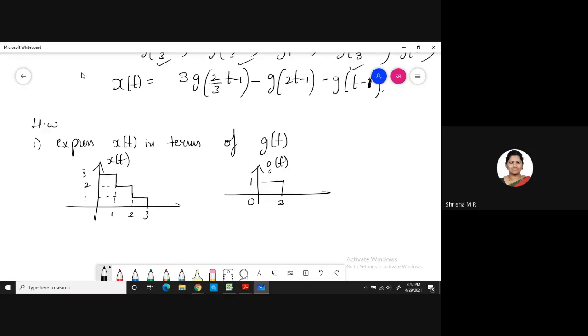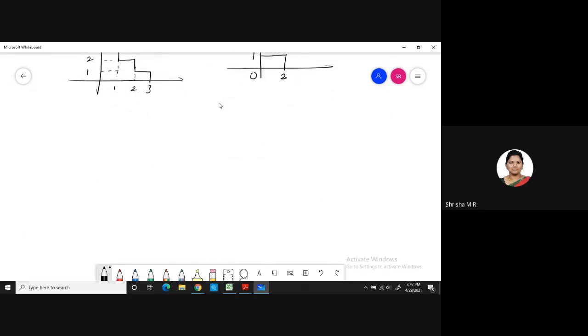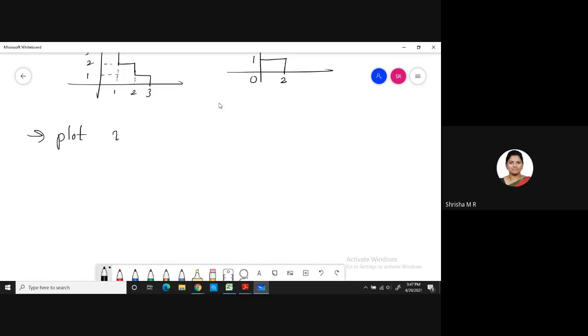So this type of problem is expressing x of t in terms of g of t. Next we'll see plotting, okay, in terms of ramp. So the next type of problem is plot y of t, which is equal to r of t plus 1 minus r of t plus r of t minus 2. You have to plot this waveform.